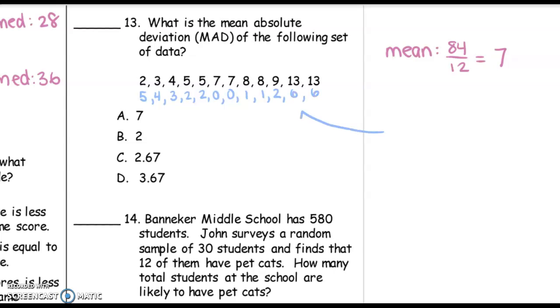And then what I do is I find the mean again. That's how I find the MAD, I find the mean of my second set of data. So if I add those up, that's 5 plus 4 plus 3 plus 2 2s, 2 zeros, 2 1s, a 2, and 2 6s. And then divide by 12 again. So that's 32 divided by my 12 data values. And you end up getting 2.666 repeating, or 2.67, which is C.